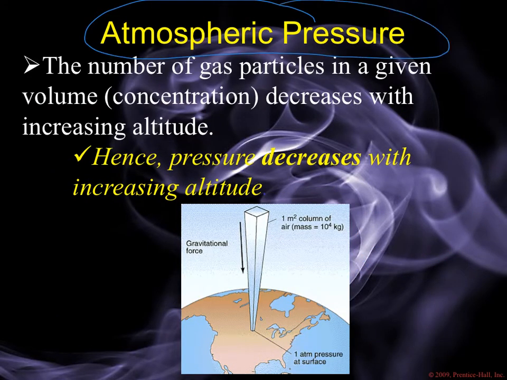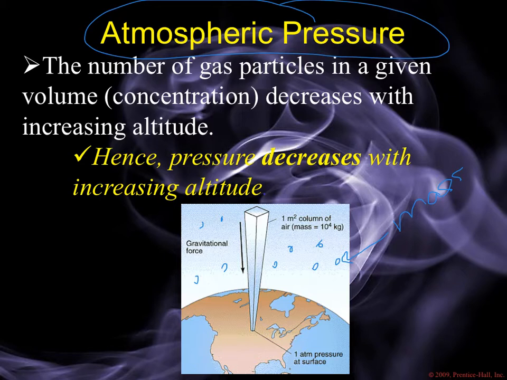All right. So atmospheric pressure. We talked about pressure of gases. What do we mean when we talk about atmospheric pressure? Well, we all know that the atmosphere contains gas particles: nitrogen, oxygen, carbon dioxide, all sorts of gases. Those gases actually have a mass to them.